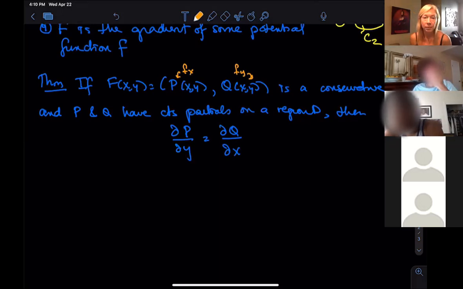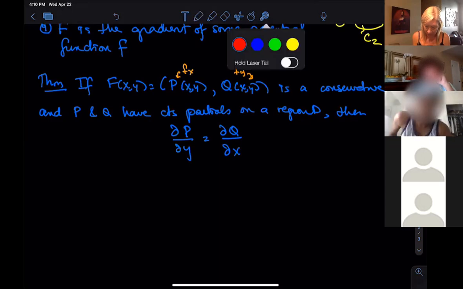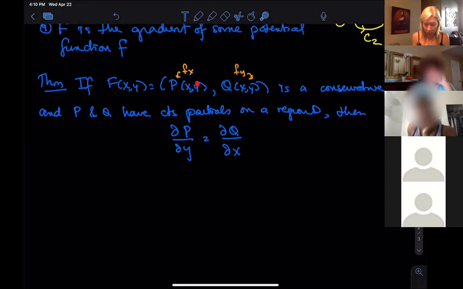So if I take the partial of P with respect to y, I'm taking the partial of this component with respect to y. I'm doing f sub x sub y. If I take the partial of Q with respect to x, I'm taking little f sub y sub x. So the fact that these are equal, why is that?